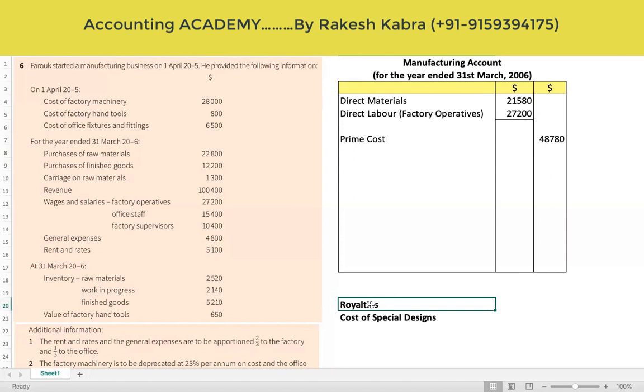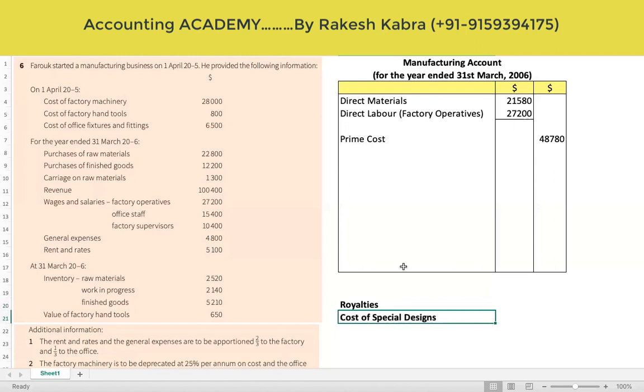So that person will give you the permission, but he will charge what? Royalty. You need to pay him commission, some charges you need to pay. So that is known as royalties, right? So these are the two examples of direct expenses. I hope understood.